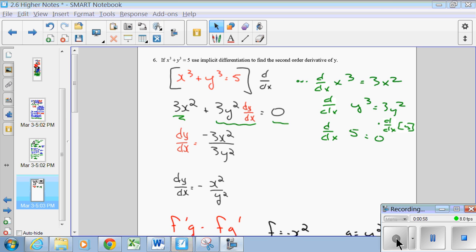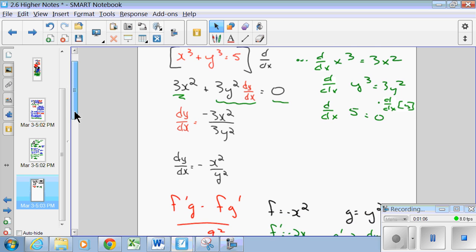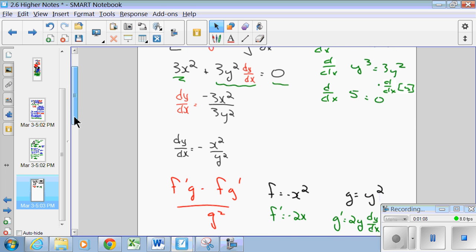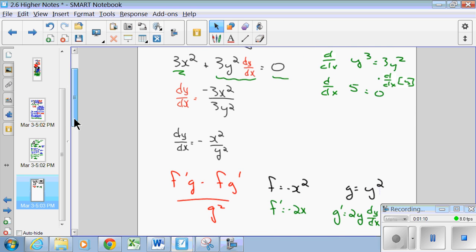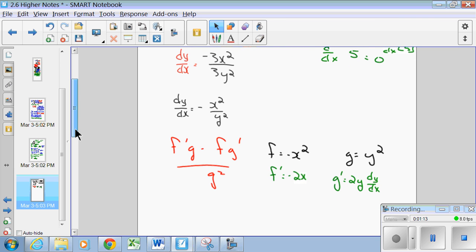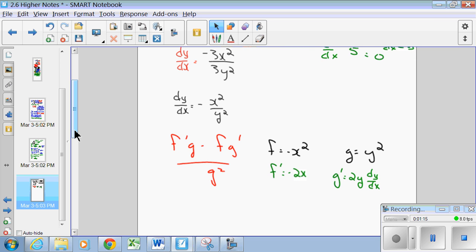And then we want to solve for dy dx. So we subtract 3x squared. It's like solving a two-step equation. Subtract 3x squared from both sides. Divide both sides by 3y squared. Divide both terms by 3. And our first derivative is negative x squared over y squared.